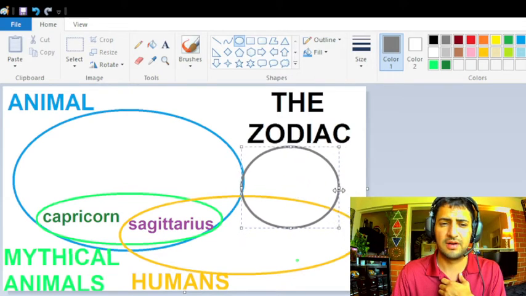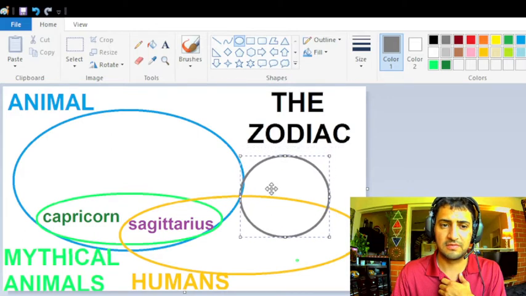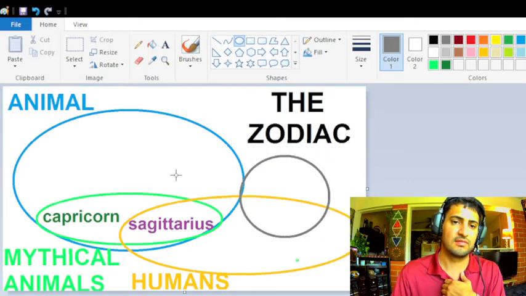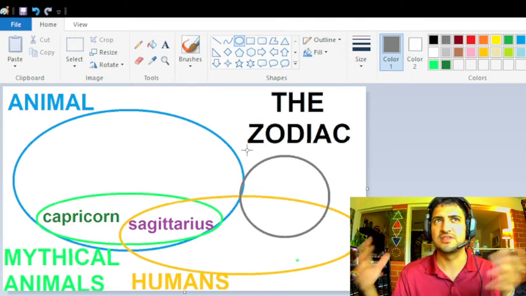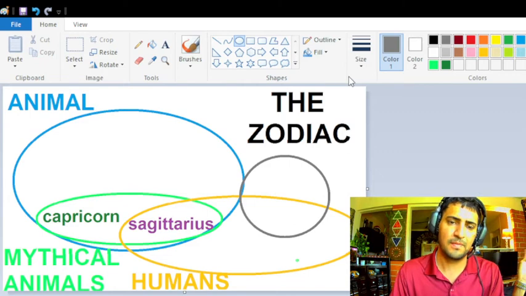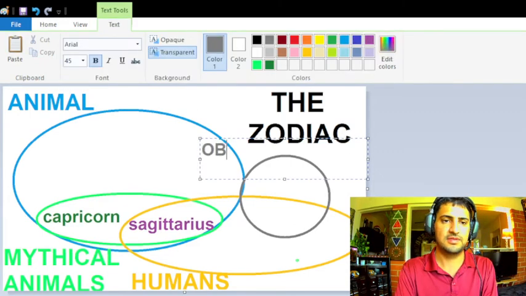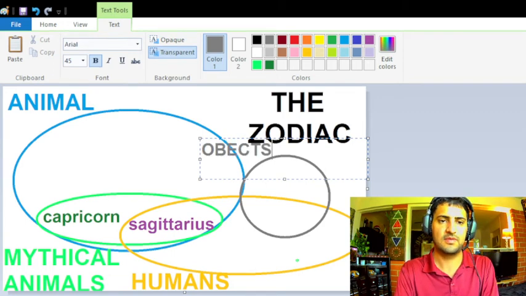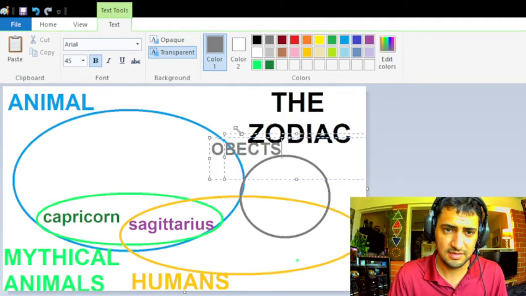And objects will not cross over with animals, but it will cross over with humans. So that's kind of weird. What does that make you think of, like cyborgs or robots? Let's see, I'm kind of running out of room here. Let's do objects. Whoops. Objects.